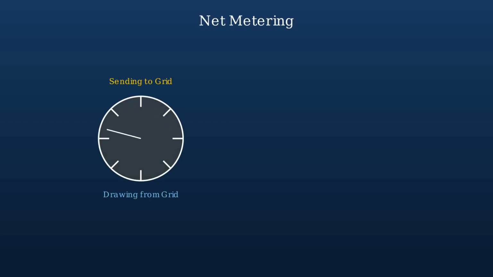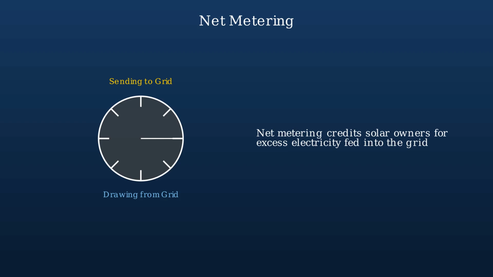This two-way energy flow is made possible through a policy called net metering. Net metering allows your electricity meter to run backwards when you're producing excess solar energy. This effectively means you're credited for the excess electricity, allowing you to use the grid as a virtual battery.